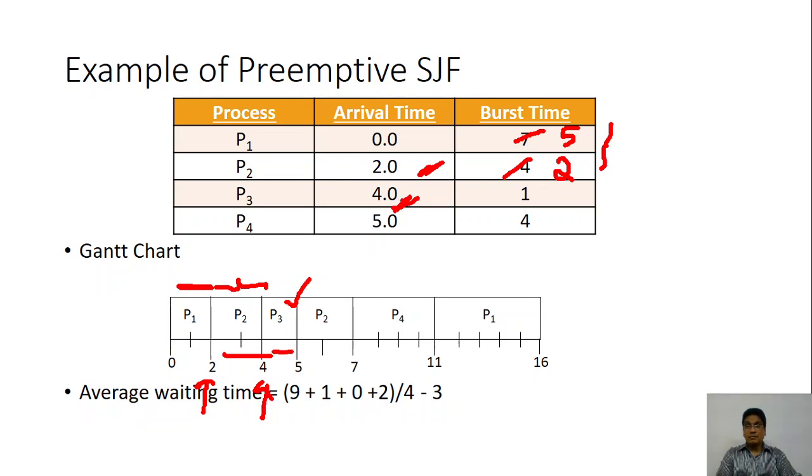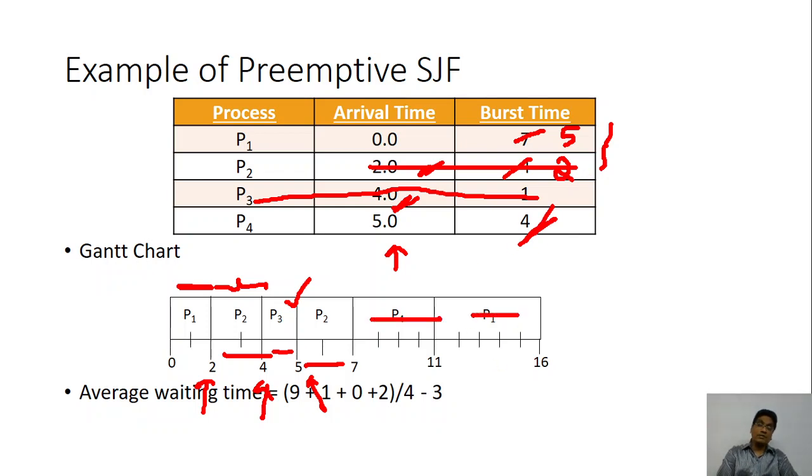At 5, P4 arrives. But what's the time with P4? P4 requires 4 units. Among them, this is already over, so now you have to decide which one is the shortest. P2 is the shortest, so it will be scheduled. After P2, P4 is the shortest, so this will be scheduled. After that, finally, the remaining P1 will be scheduled.